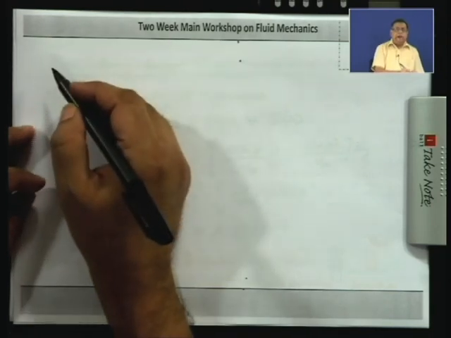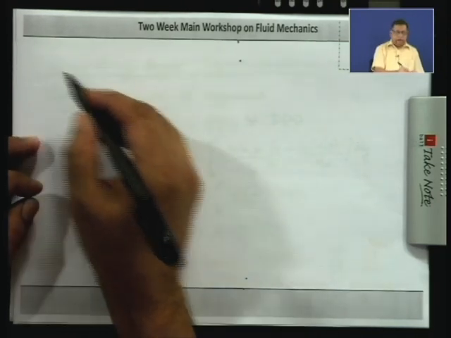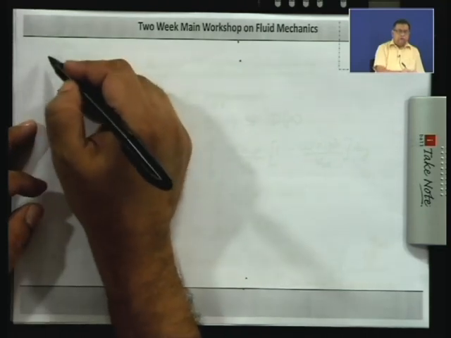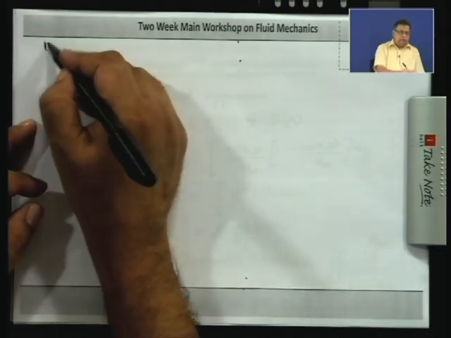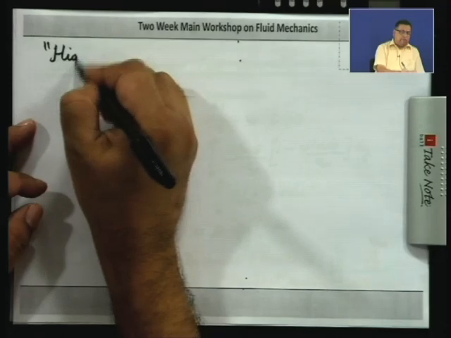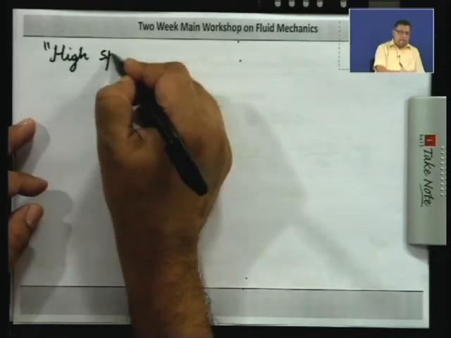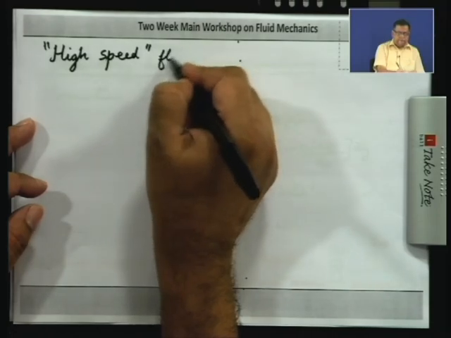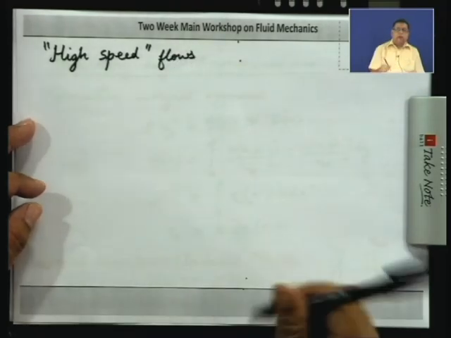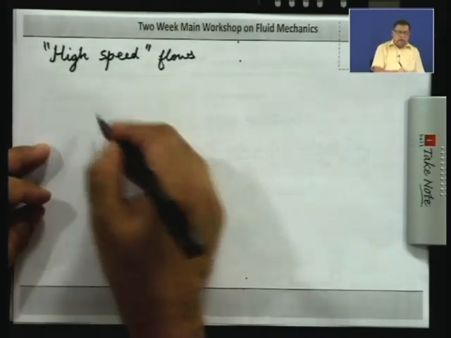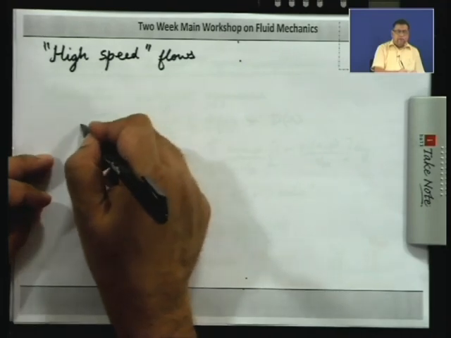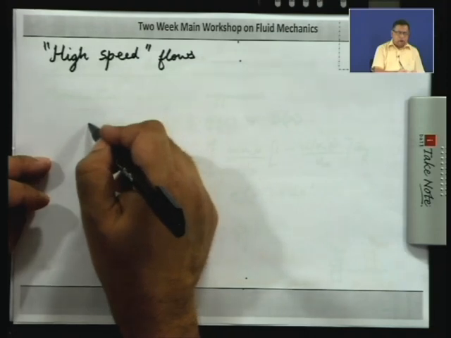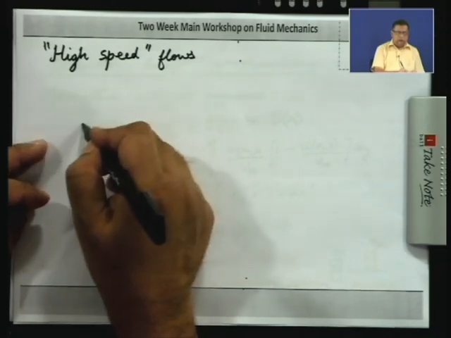Now, we will try to find the scales for the boundary layer. So, we will look at the case of what I will call high speed flows. We will show that under certain conditions viscous effects are important only in a thin layer close to the wall, which is called the boundary layer.